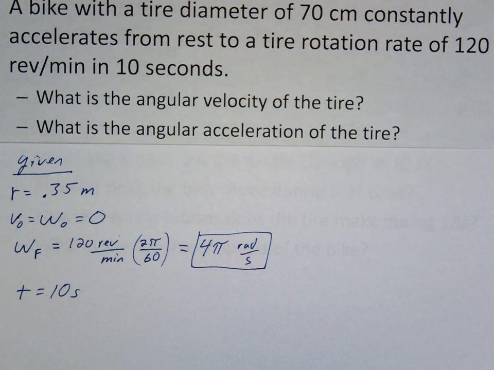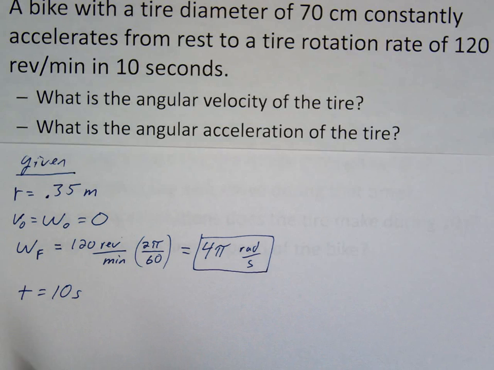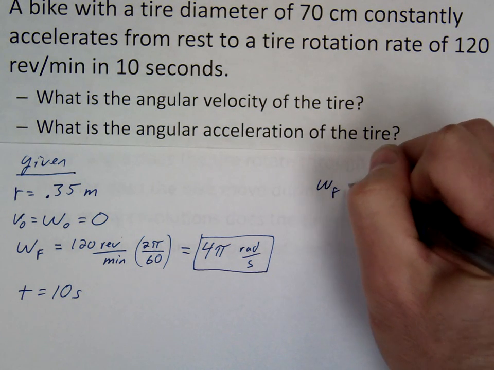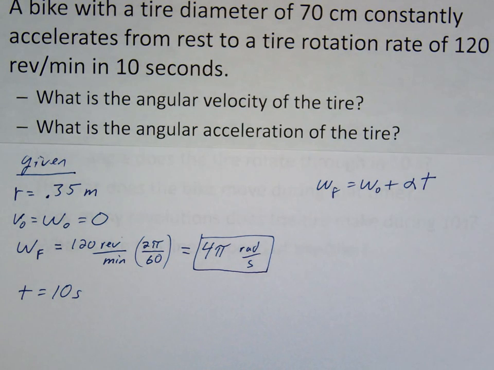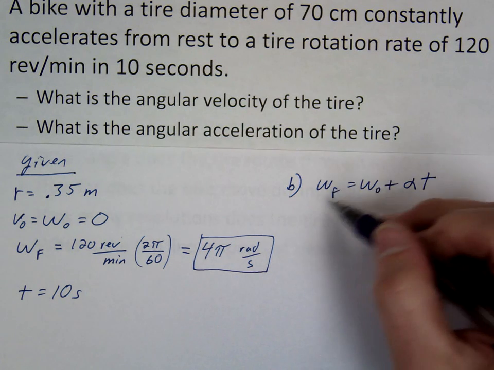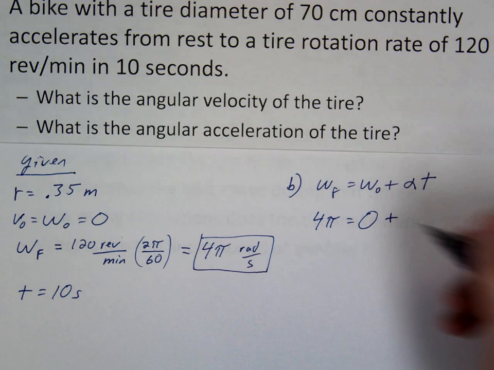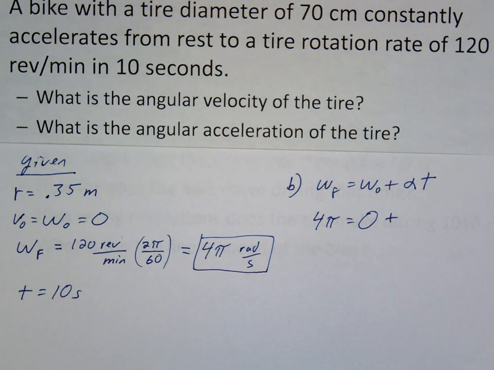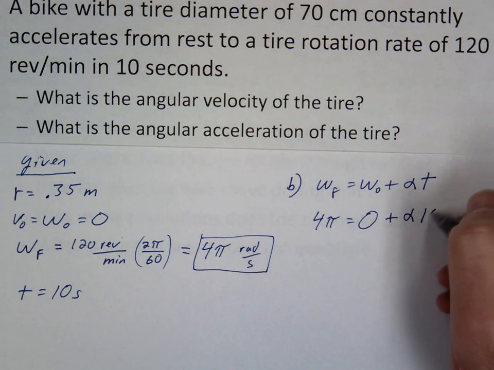Let's find our angular acceleration. So we actually did this in an earlier problem, a slightly different way. Let's use one of our kinematic equations. Which one's going to work for us here? Omega final equals omega initial plus alpha t. Okay, so our omega final is 4 pi. Our omega initial was 0. Plus alpha, and what was our time? Was just 10, right?